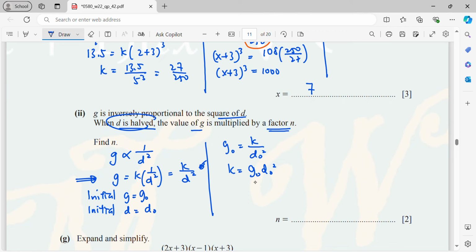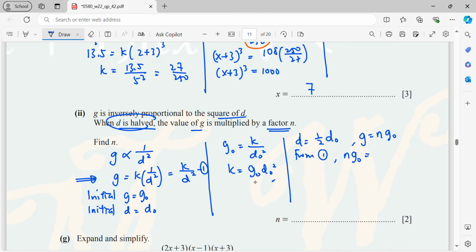So when D equals half, it's half of D naught, half of the original D, your G is n G naught. Okay, and then now you refer to this equation. Let's say this is the first equation. Then from the first equation, my G becomes n G naught.